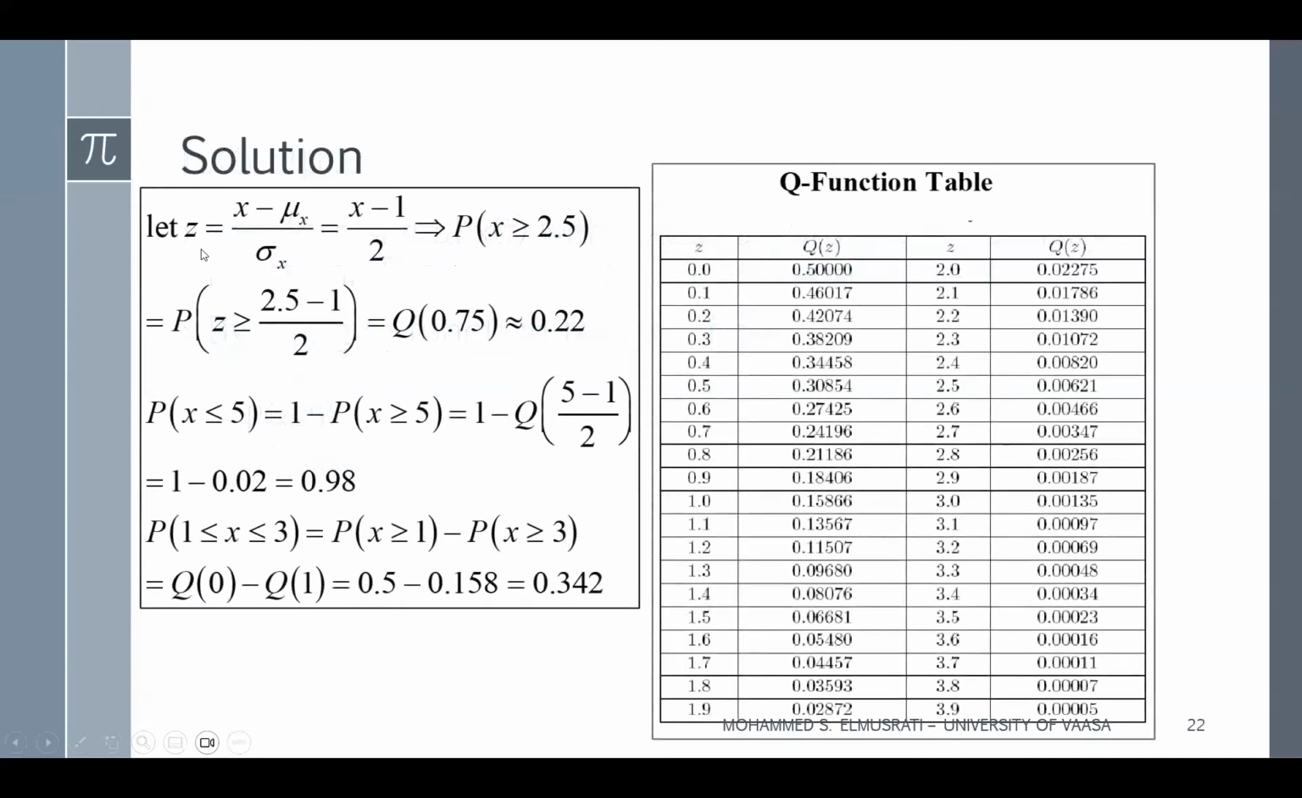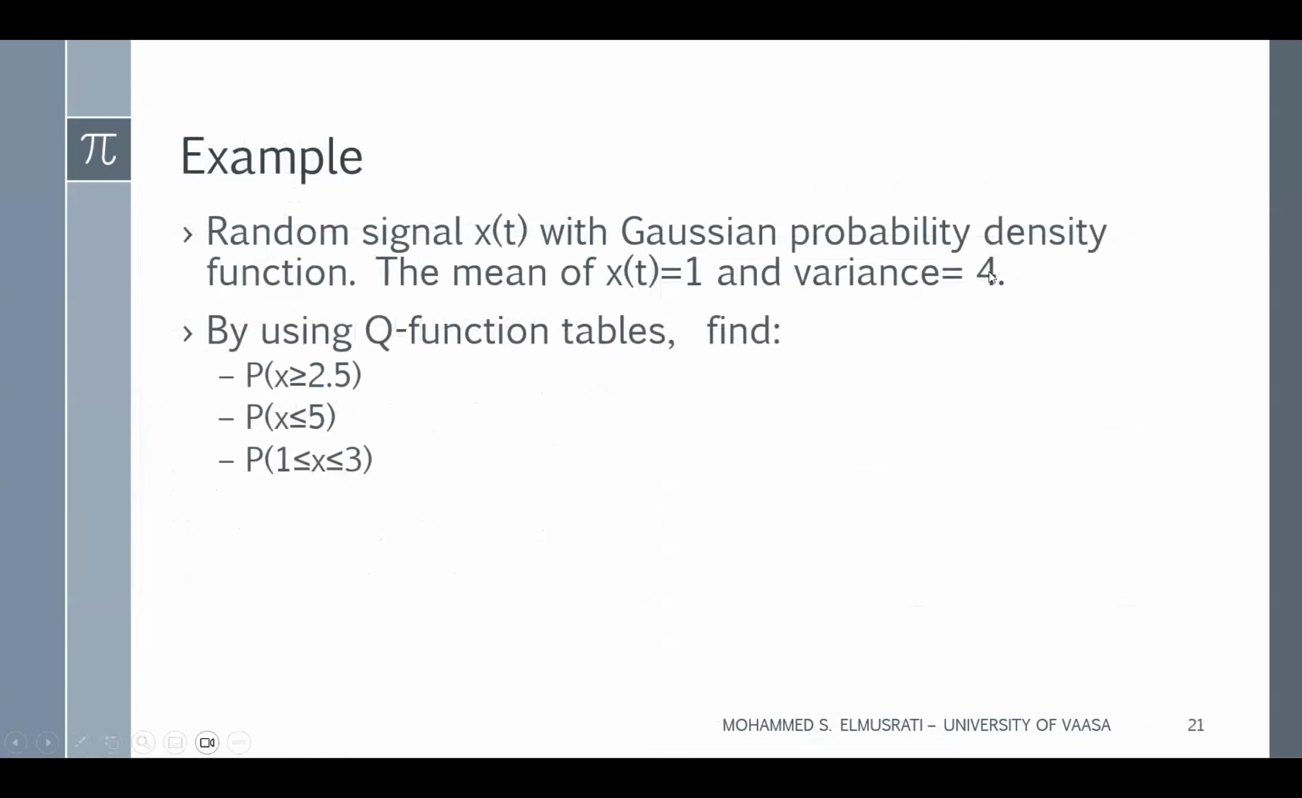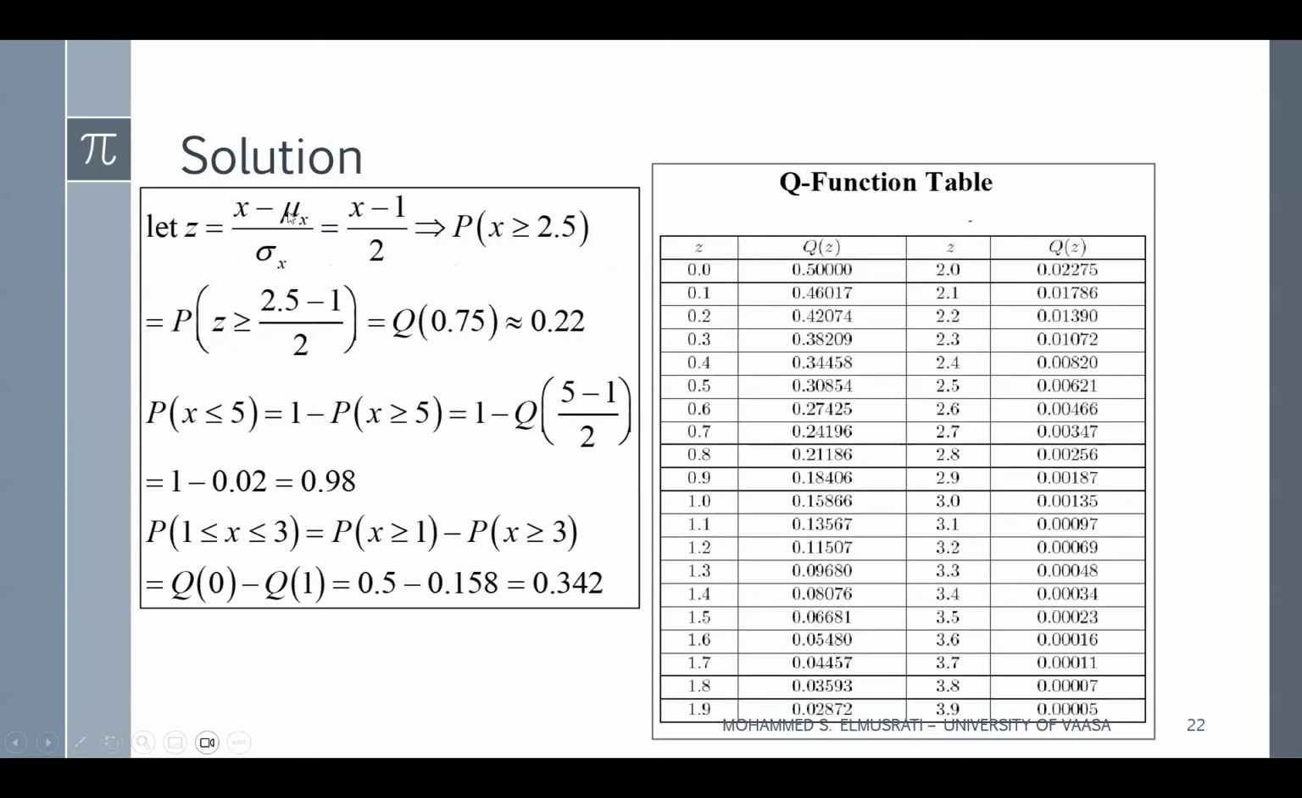And to convert it to the standard form, you simply define, and this is valid for any distribution, the Gaussian distribution that we will see later. So you convert it to the standard form: z equal to x minus mu x divided by sigma x. Sigma x was given because the variance equals 4, which means that the standard deviation is the square root of 4, equal to 2. And the mean is equal to 1, so it will be x minus 1 divided by 2.